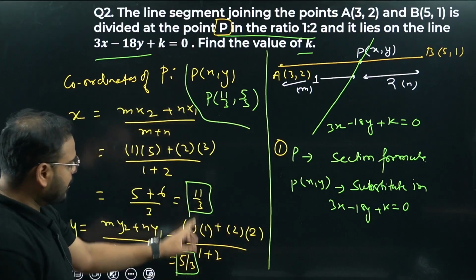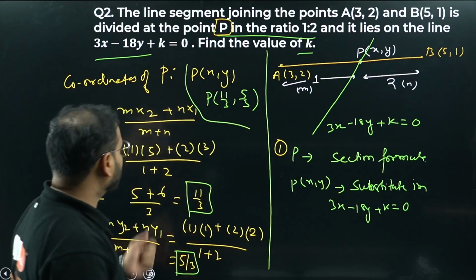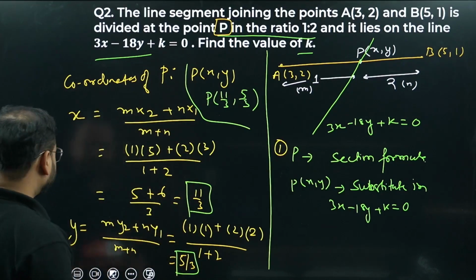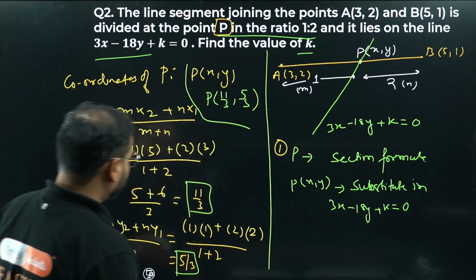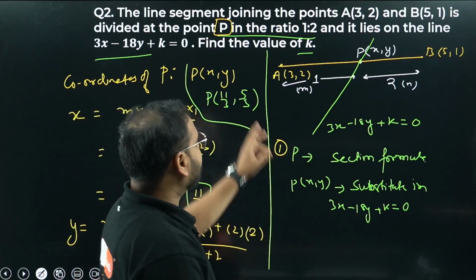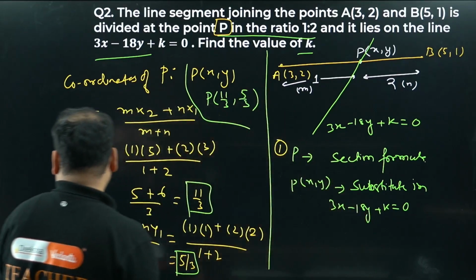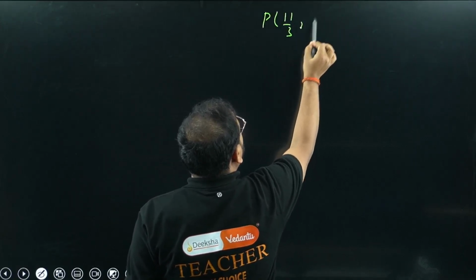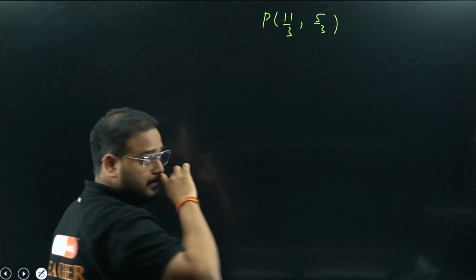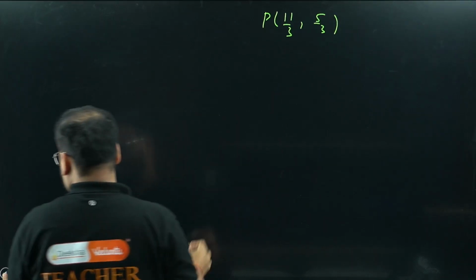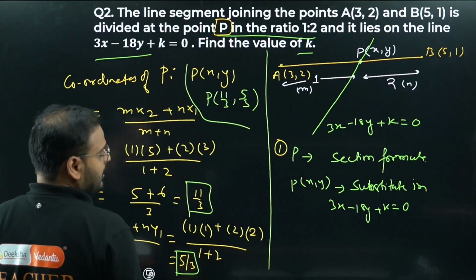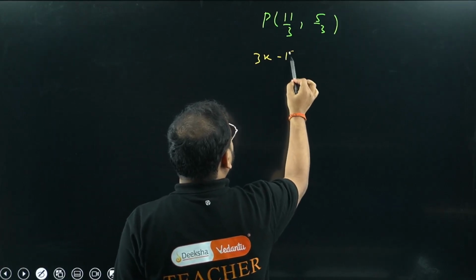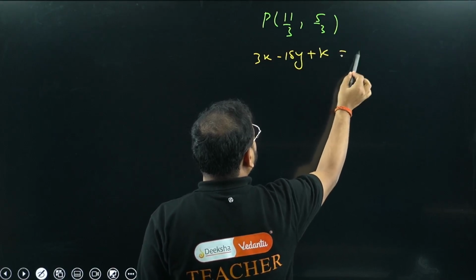Any doubt so far? Let me know before question number 2. No, right? So 11 by 3 and 5 by 3. This is clear? Now once you know the value of P, what is the next step? We have to find the value of k. Substitute in over here. P is 11 by 3 comma 5 by 3. Now the line is 3x minus 18y plus k equals 0.